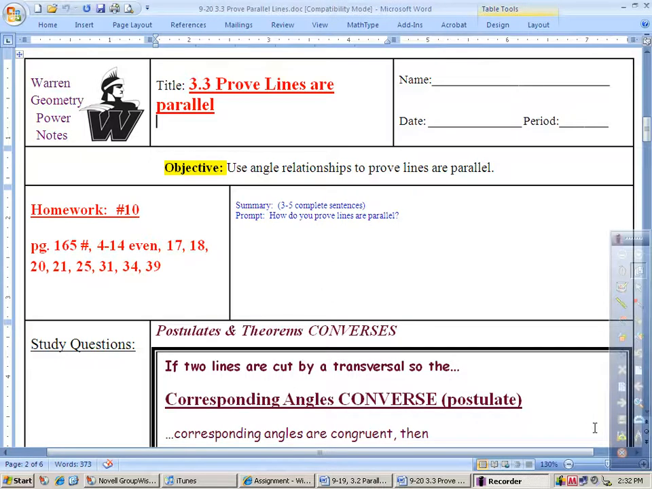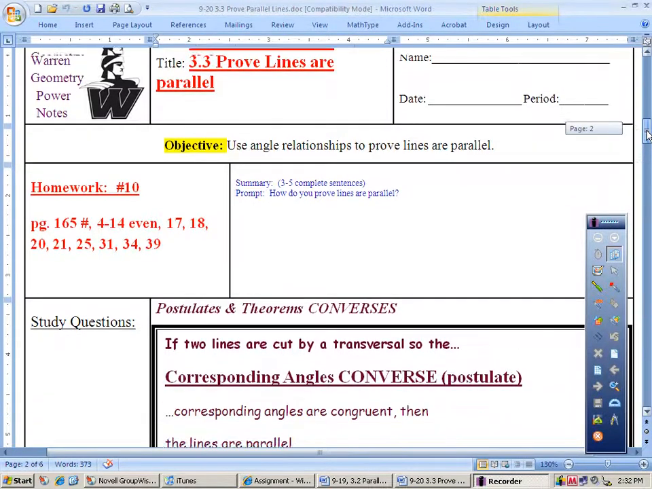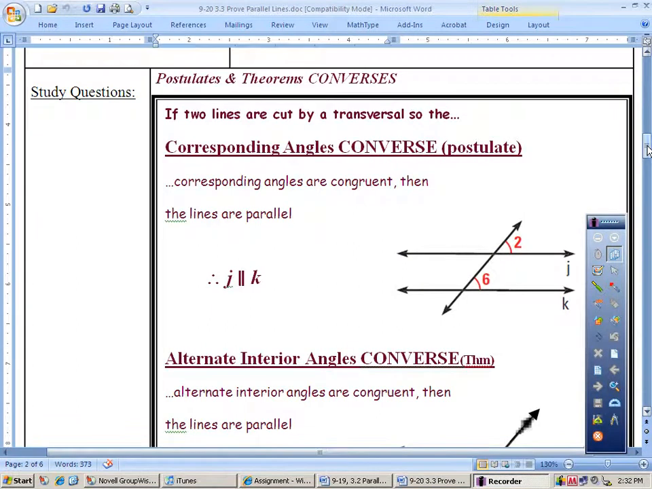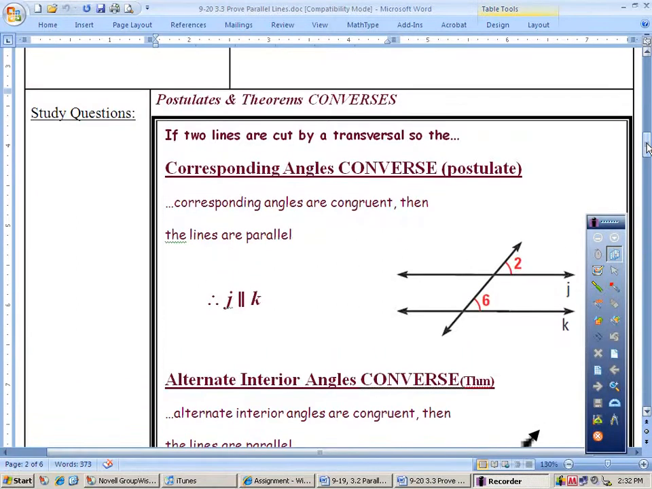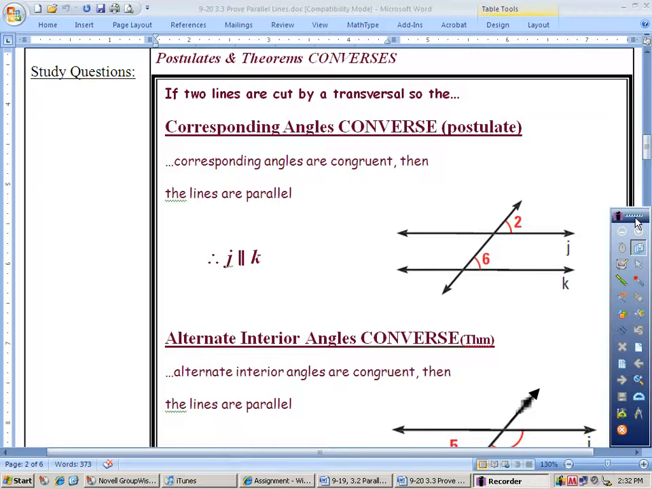Okay, so today we talked about angles that are formed by parallel lines and a transversal. So you have a set of parallel lines, and the line that cuts through them forms four specific angle pairs. We had corresponding, alternate interior, alternate exterior, and consecutive interior or same side interior angles. And we talked about how those angles relate to one another.